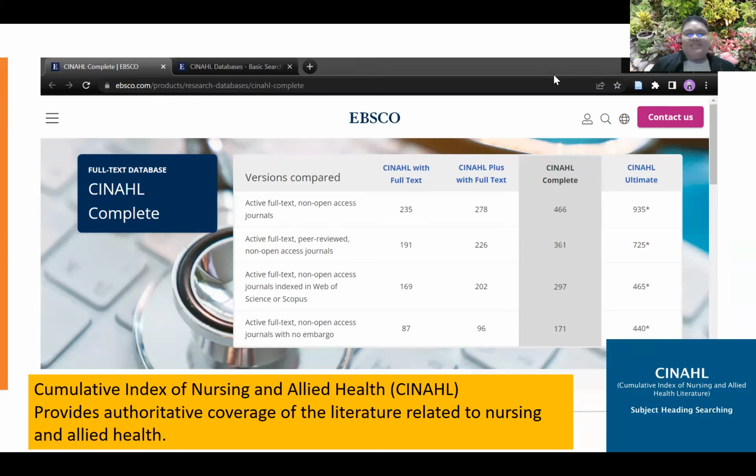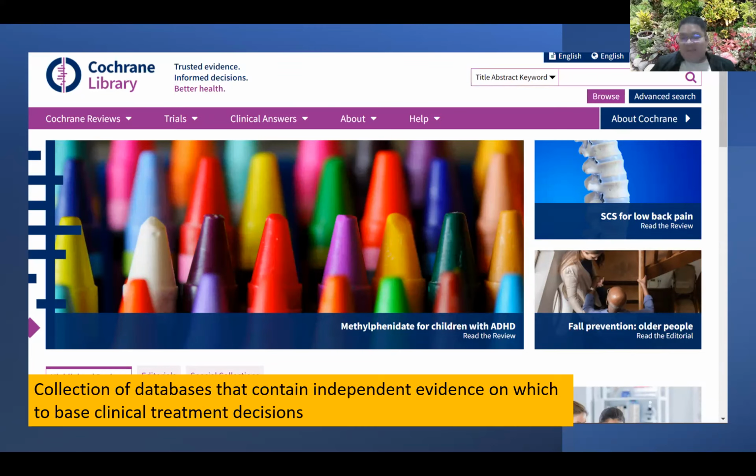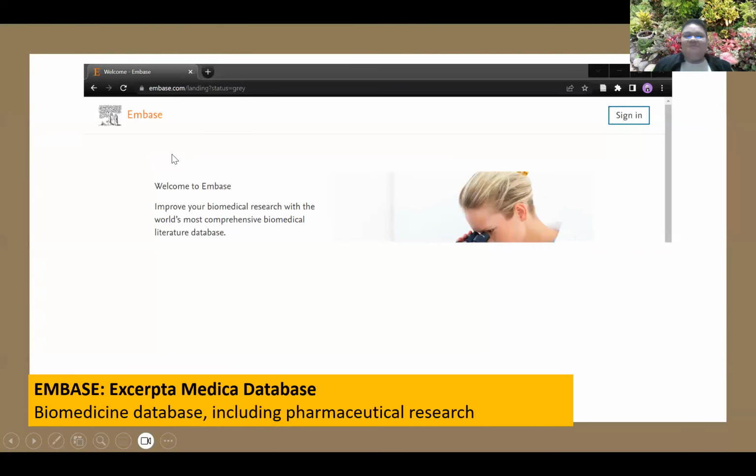Now, class, in your Cochrane Library, you will be able to see what clinical trials are already available. If you look at this one on methylphenidate for children with ADHD. If you can recall your pharmacology, methylphenidate is actually the drug of choice for ADHD. And now your Cochrane Library has published an update or a review about the use of methylphenidate in the treatment of ADHD. Try to visit these websites, you can easily search on them. Then you have your Embase.